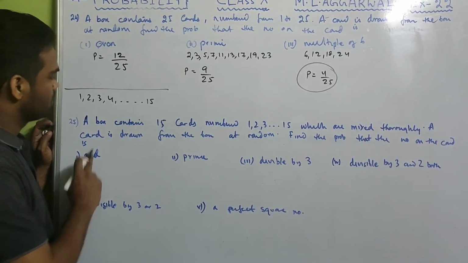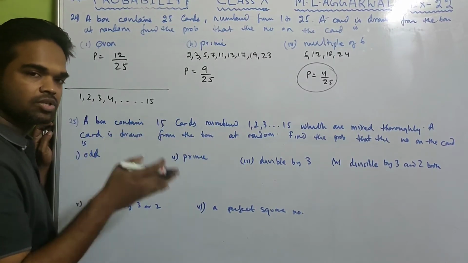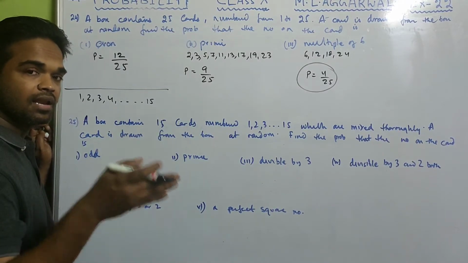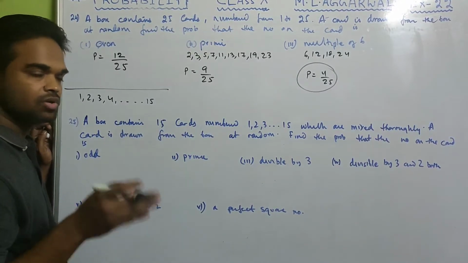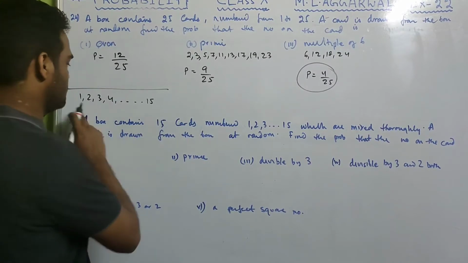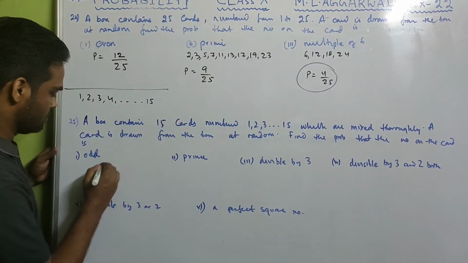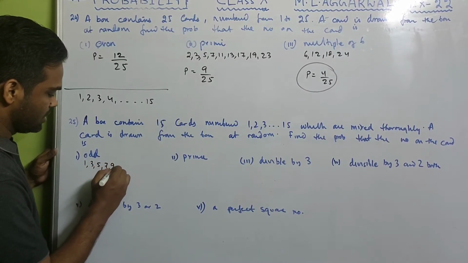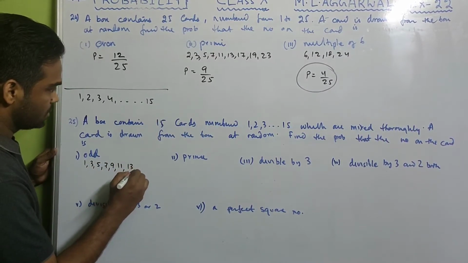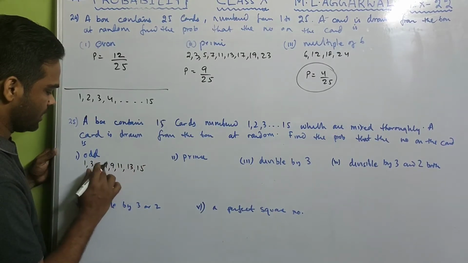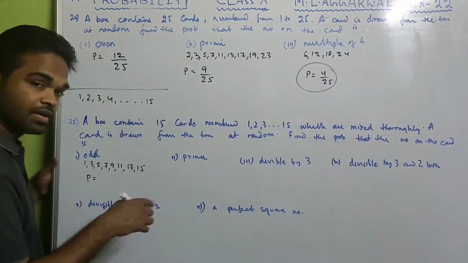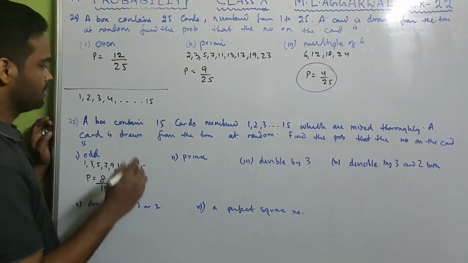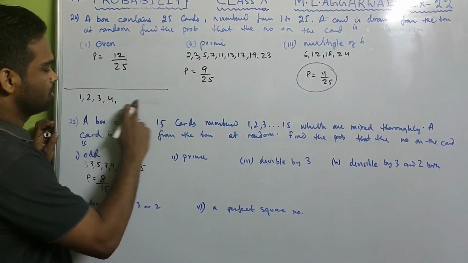An odd number. So if you look carefully, 1, 3, 5, 7, 9, 11, 13, 15. So there are how many odd numbers? There are 8 odd numbers. Look, 1, 3, 5, 7, 9, 11, 13, 15: 1, 2, 3, 4, 5, 6, 7, 8. So the probability of getting an odd number is 8 by 15. Done.